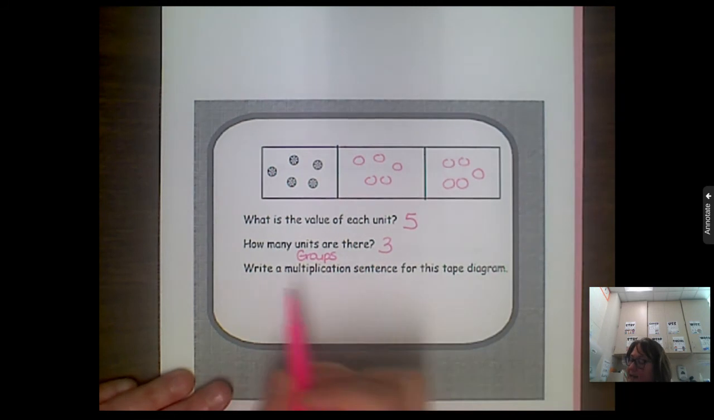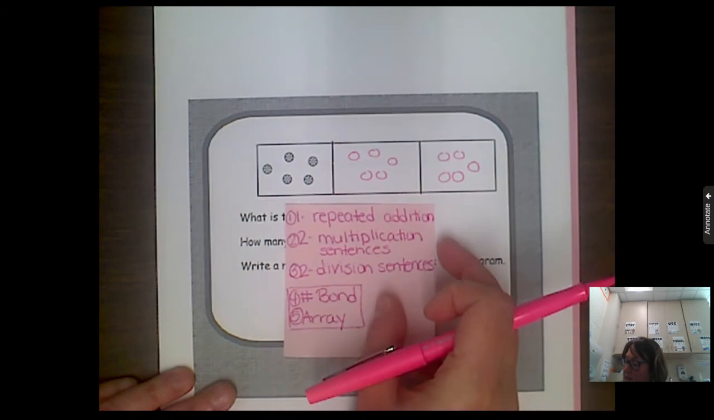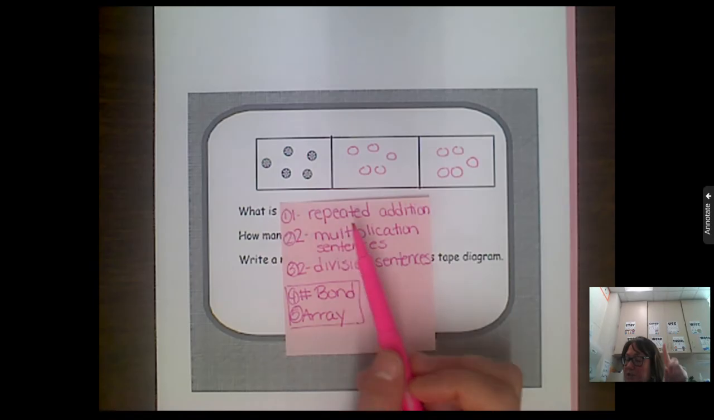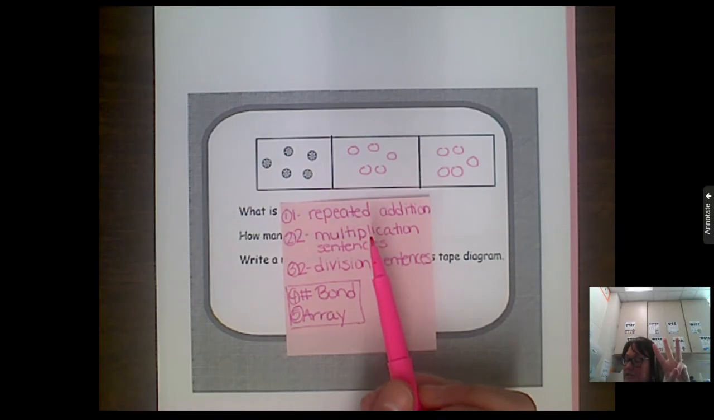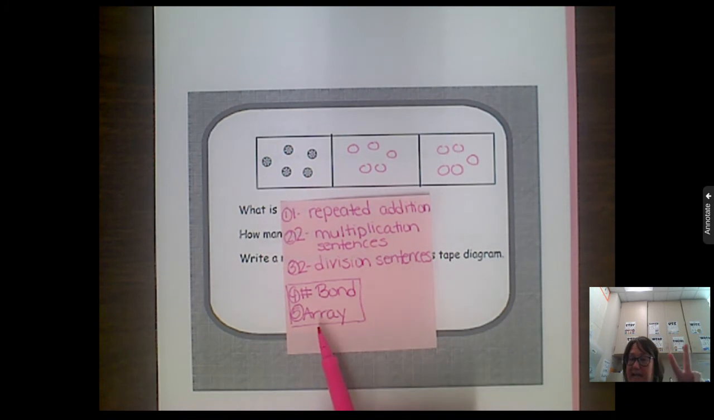Okay. And it says to write a multiplication sentence, but here's what I want you to do to warm up. I want you to write 1 repeated addition sentence, 2 multiplication sentences, 2 division sentences. So total, that's 5 number sentences. And I want you to make a number bond and an array.